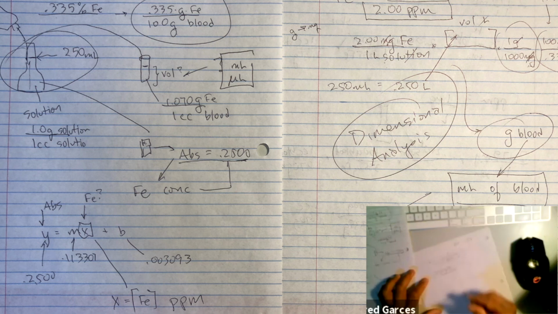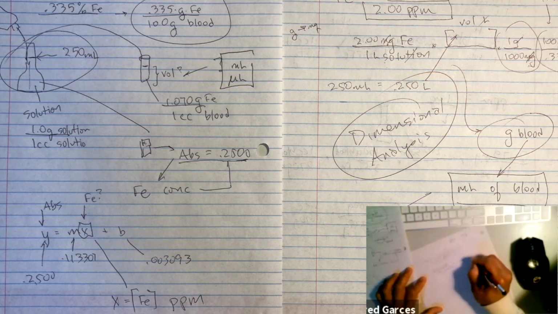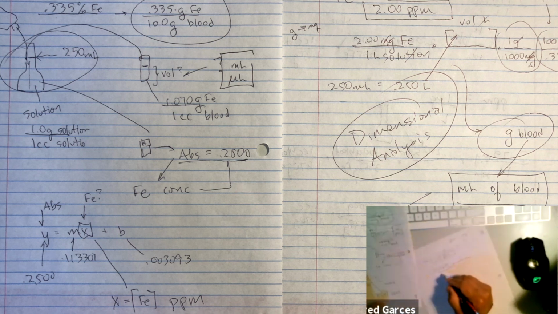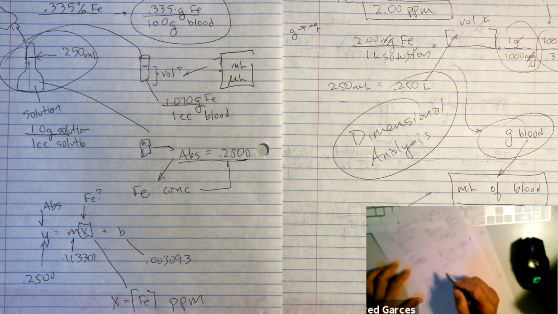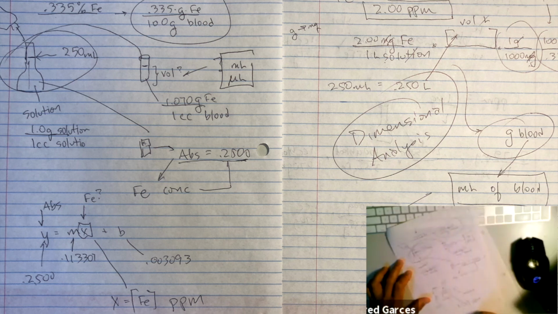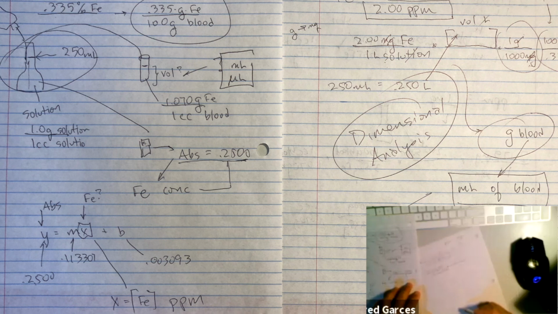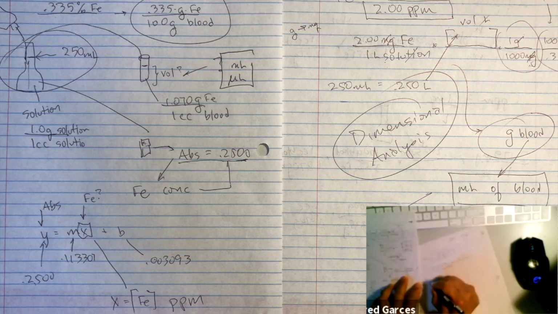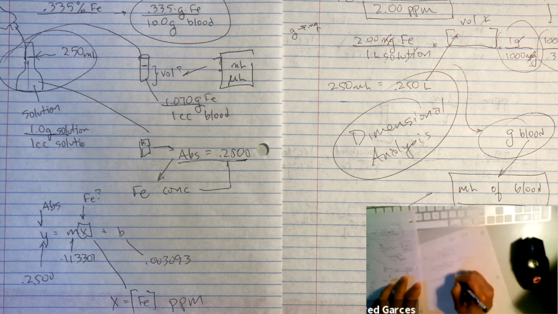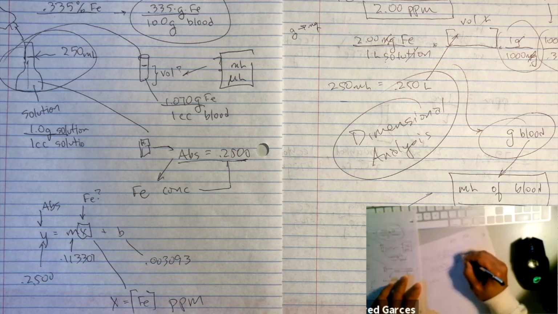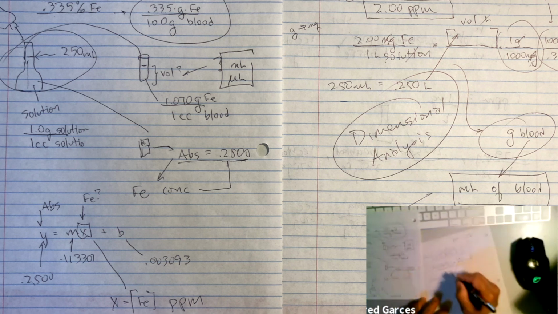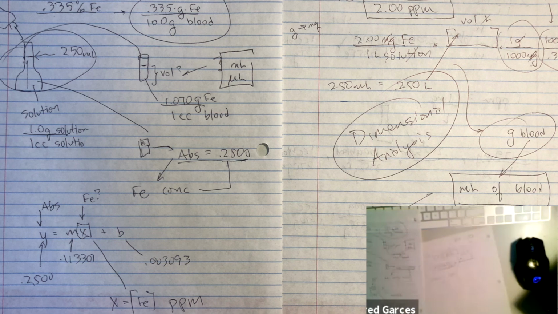Now we do dimensional analysis. This is liters of solution. What volume are we going to prepare? Right there, 250 milliliters. But 250 milliliters is 0.250 liters. So that's where you put that. You put the volume in liters here. That will cancel out the volume of the solution.